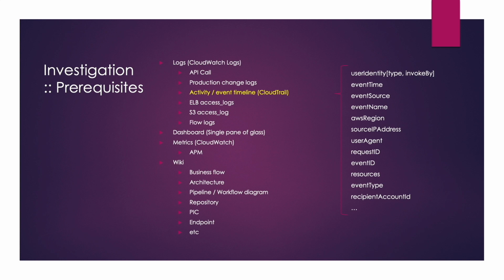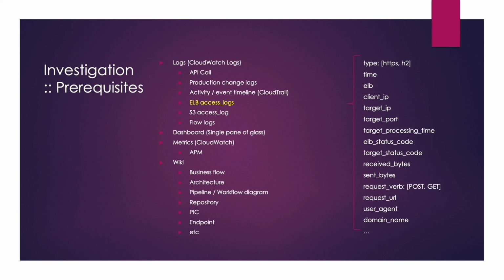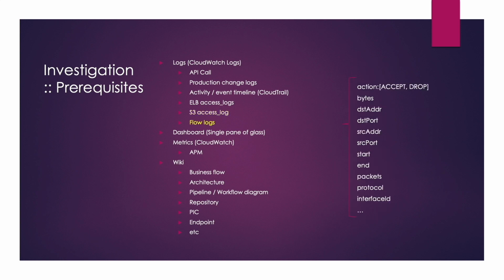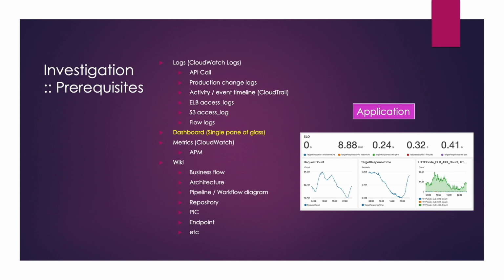There are API call logs, production change logs, activity or event timeline, or in AWS they have CloudTrail, access log for ELB, S3, and also low-level network activity or VPC flow logs. All these logs have different information and are only relevant depending on the issue itself.